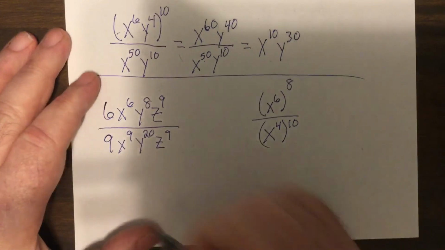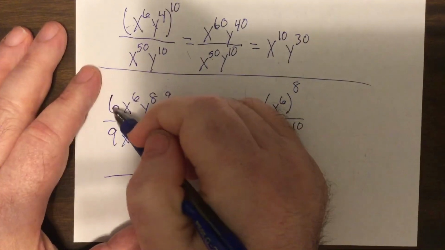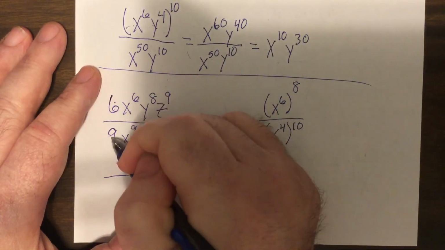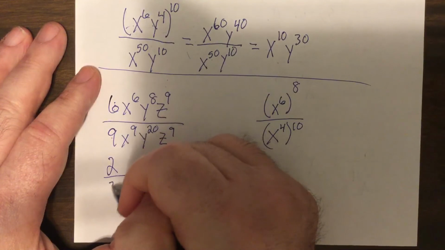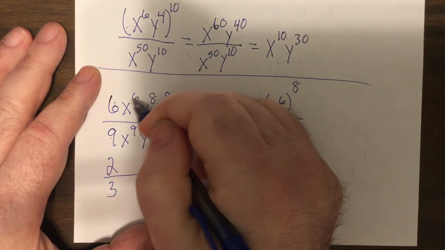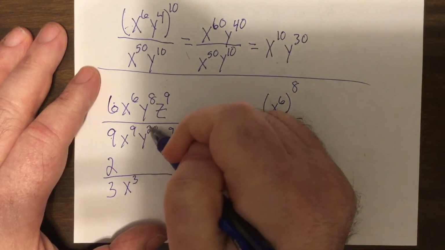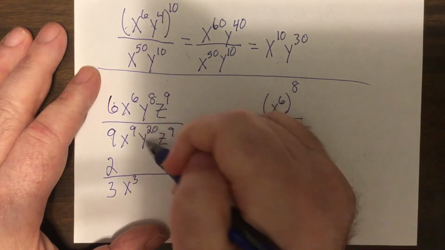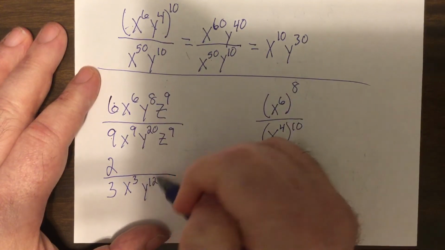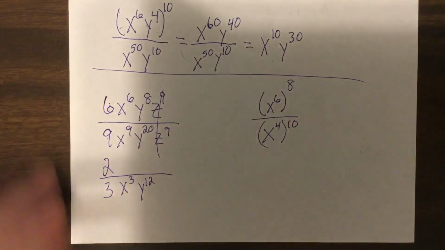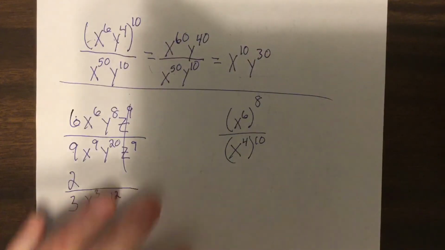Okay. So 6/9, we reduce that. 3 goes into both, so that'd be 2/3. 6 of these cancel with 6 of these, so it'd be x cubed. 8 of these cancel with 8 of these, so it'd be y to the 12th. And anything divided by itself is 1, except, of course, 0, so it just drops out.